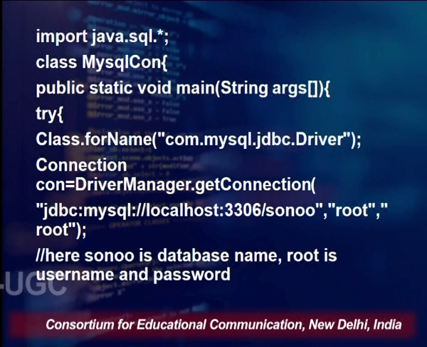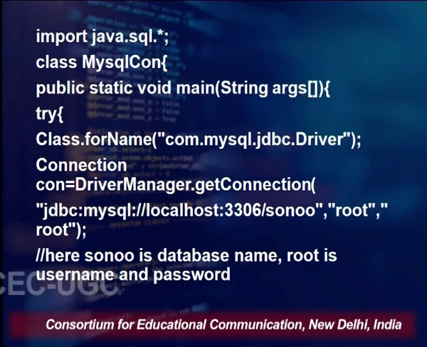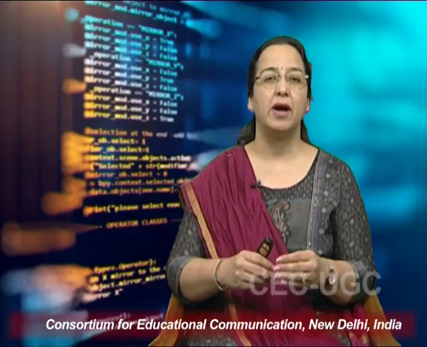One parameter is the URL of that database, then the username, and then the password. All these 4 pieces of information are required: the name of the driver, the URL of the database, the username, and the password. At least they are required when we create any program or functionality using Java Database Connectivity.